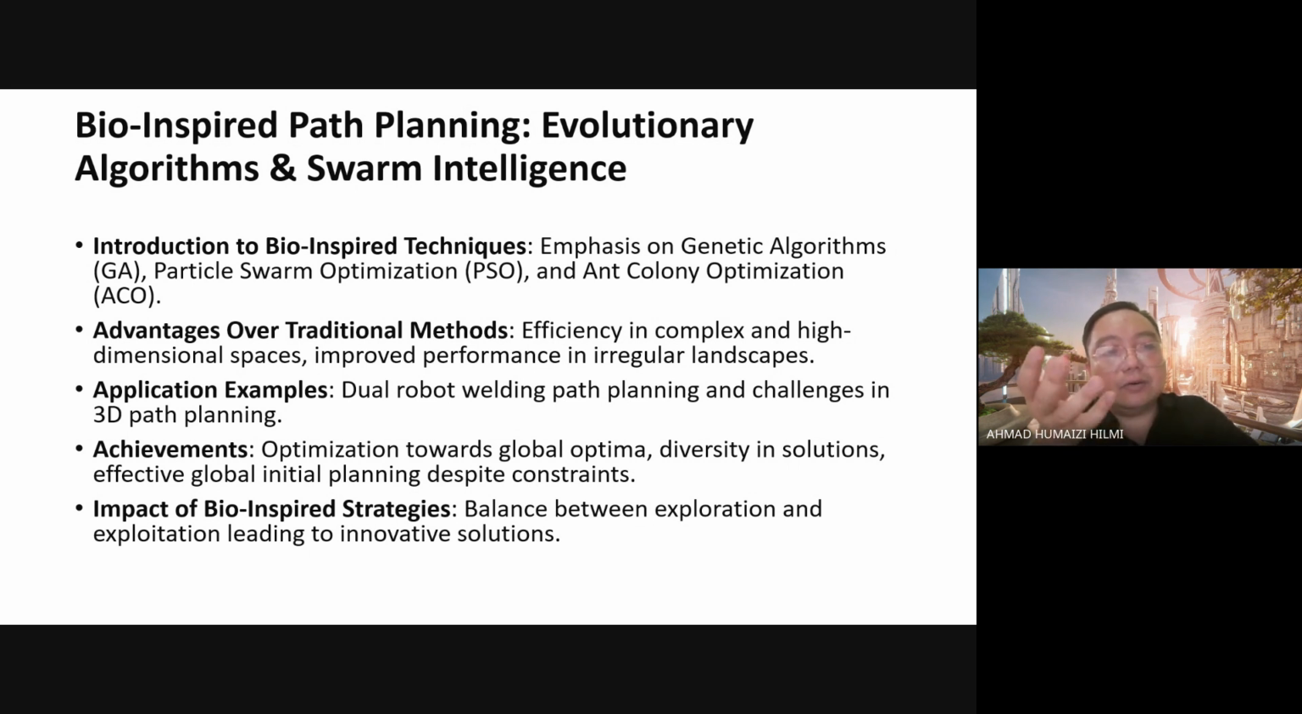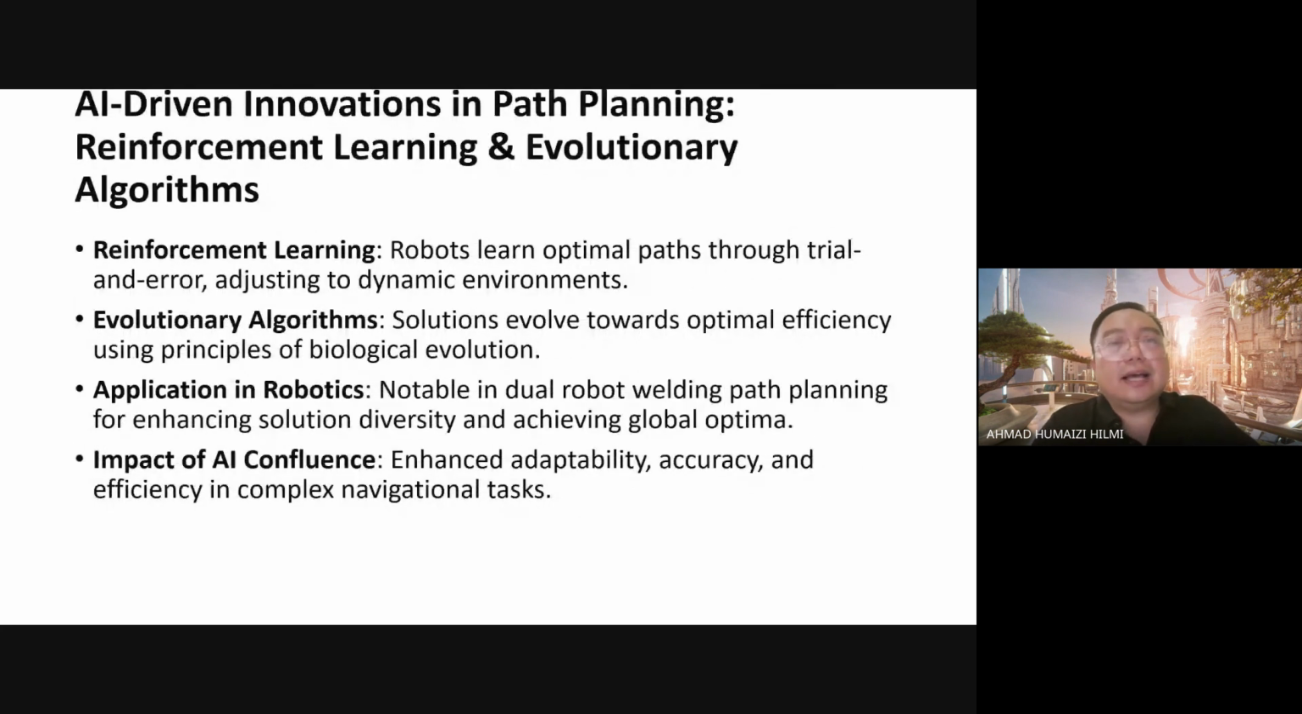This path planning algorithm and everything will be applied in many applications, for example dual welding path planning and challenges in 3D path planning. So you can see here the AI-driven innovation in path planning: reinforcement learning and evolutionary algorithm. Reinforcement learning, the robot learns the optimal path through trial and error, adjusting to a dynamic environment. Evolutionary algorithm draws inspiration from natural selection, revolutionizing the approach to complex path algorithms. This algorithm fine-tunes solutions through mechanisms like mutation and crossover, addressing both long-term strategy and immediate response to obstacles.